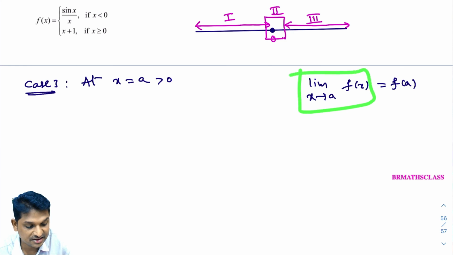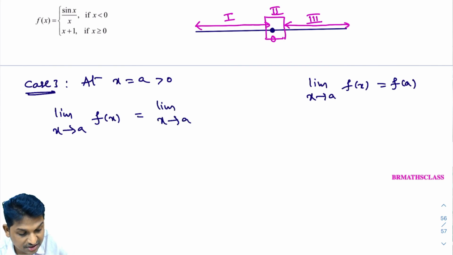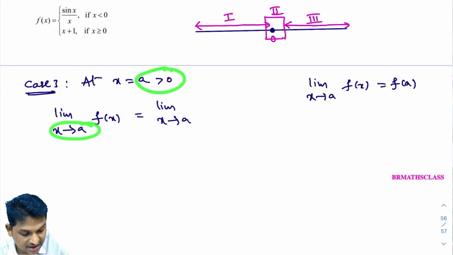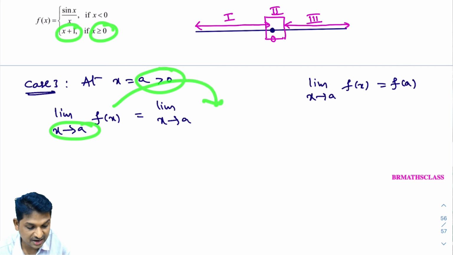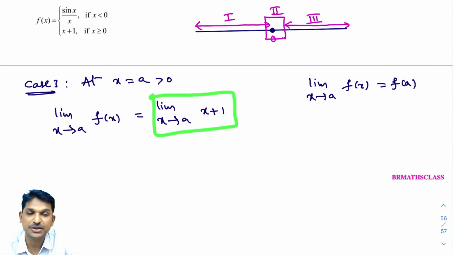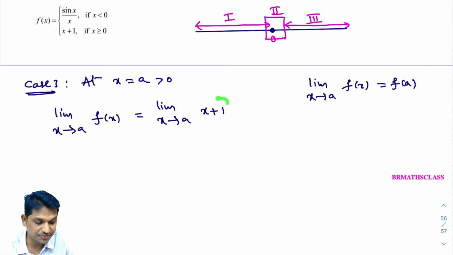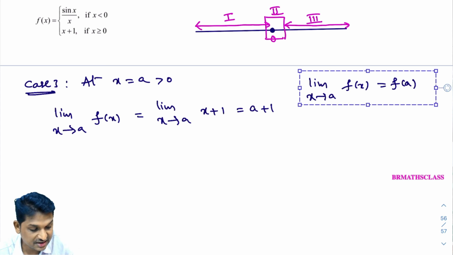For that, I will calculate limit x approaches to a, f of x. What is the function here? X approaches a, which is greater than 0. When a is greater than 0, we will choose this function. So in place of f of x, I will write x plus 1. Now you need to calculate this by the direct method. In this given function, where x is there, you write a. So what you will get? That equal to a plus 1. I hope you understand this.